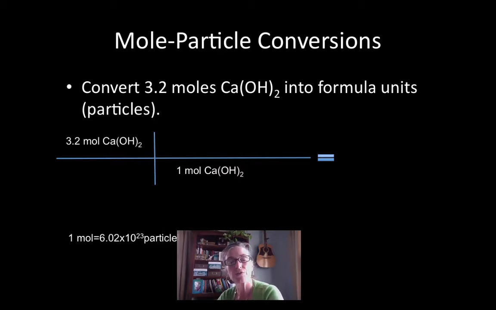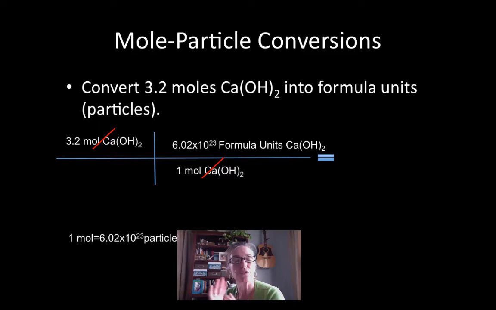I turn this equivalence into a ratio, and I analyze my dimensions and reduce my similar dimensions to 1, leaving the dimension that I want. The math I'm going to do is 3.2 times 6.02 times 10 to the 23rd divided by 1 mole, and that will give me 1.9 times 10 to the 24 formula units of calcium hydroxide.